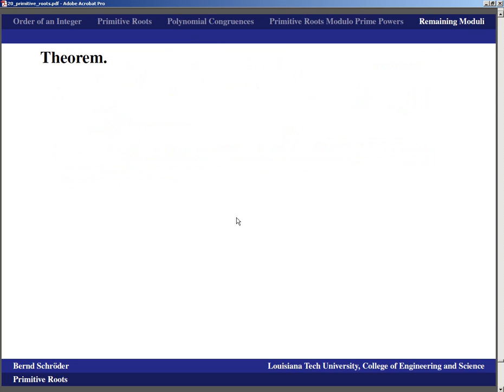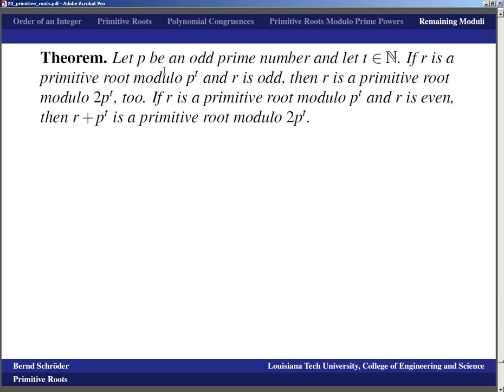And well, that means if p is an odd prime number, okay, yeah, so now we still have to show that 2 times an odd prime power actually has a primitive root, and so we take an odd prime number, and t being a natural number.